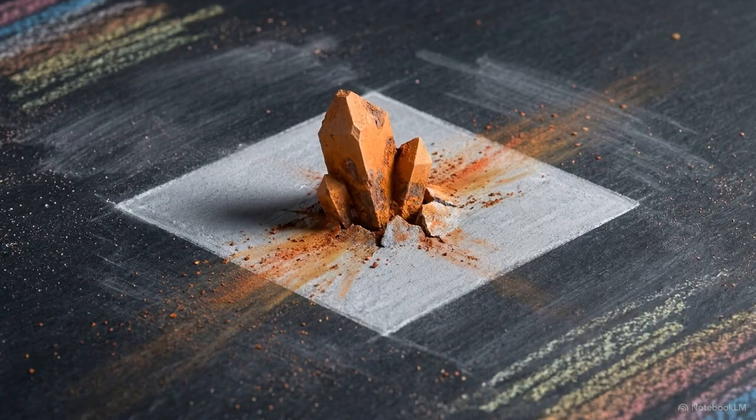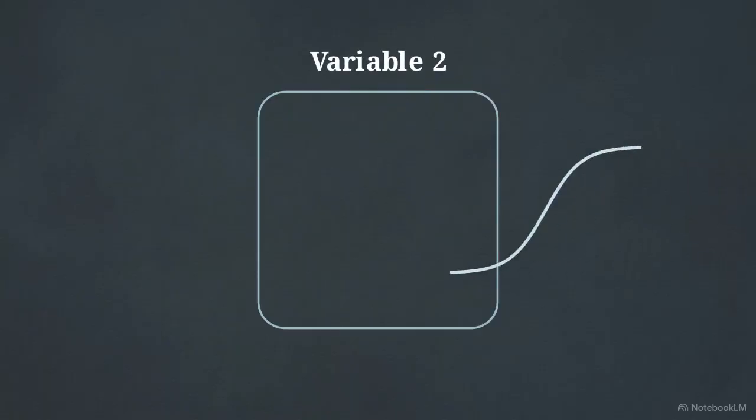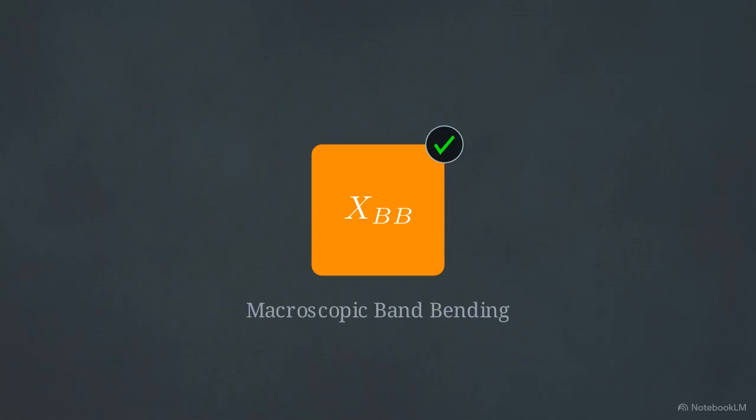There is a diagnostic caveat here. Core-level shifts are not exclusively caused by electrostatics. They can also be triggered by localized chemical reactions, like oxidation. To avoid confusing electrostatic band bending with a chemical shift, you must use chemically stable core levels as your reference point. You have to verify no reactions occurred. Once stability is confirmed, XPS successfully isolates the macroscopic band bending. We now have the final variable we need to execute the math.